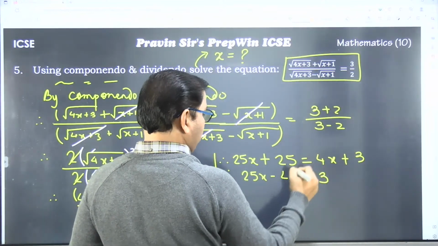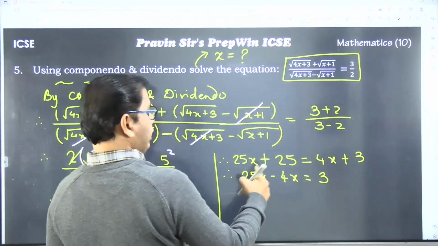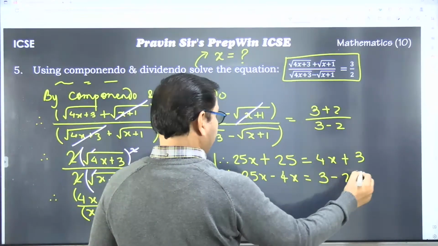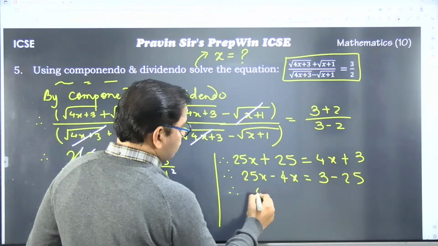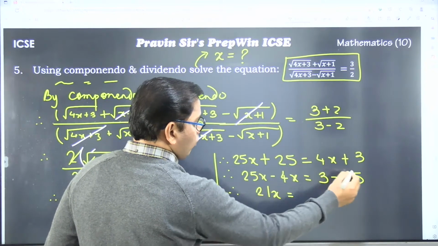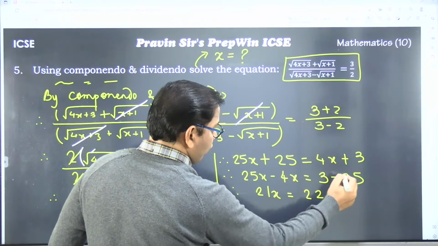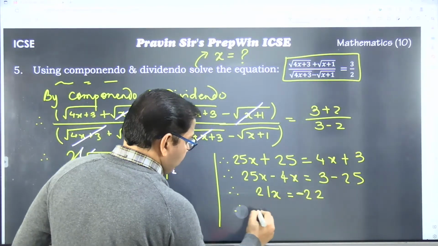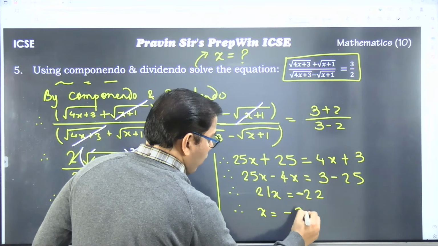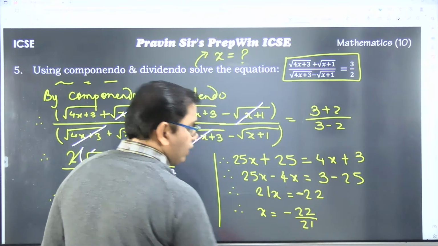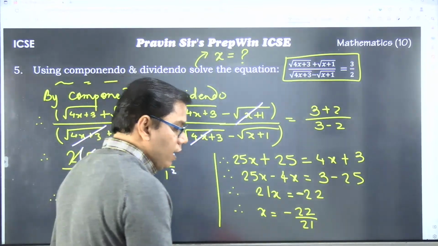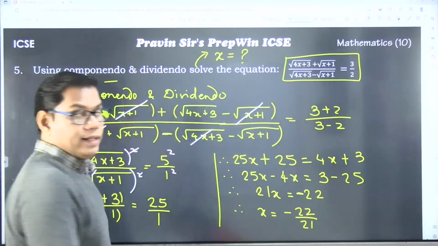This 25 will go across, so 3 minus 25. So this is 21x is equal to what? Minus 22. Therefore, x is equal to what? Minus 22 by 21. Minus 22 by 21. So this is the answer.